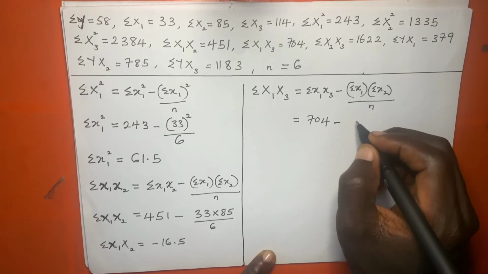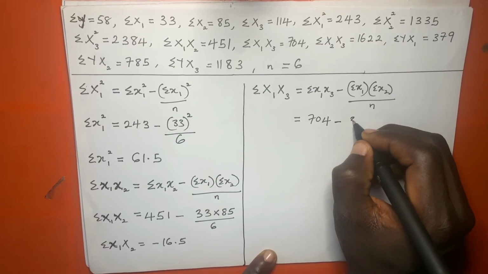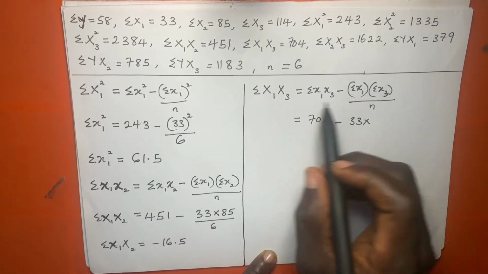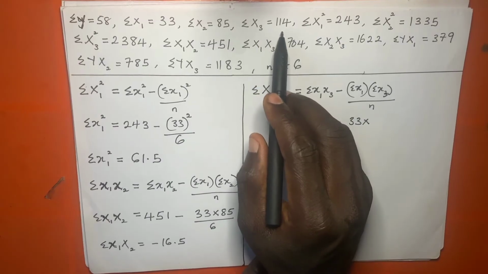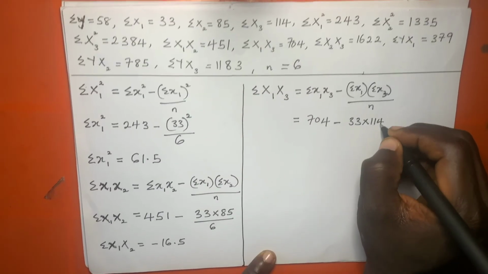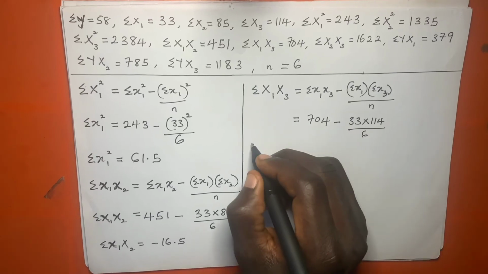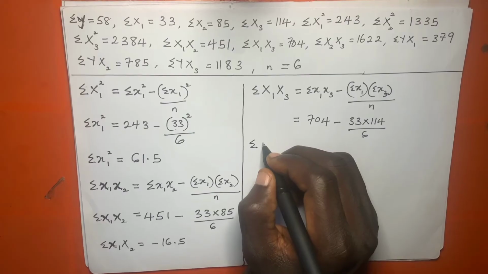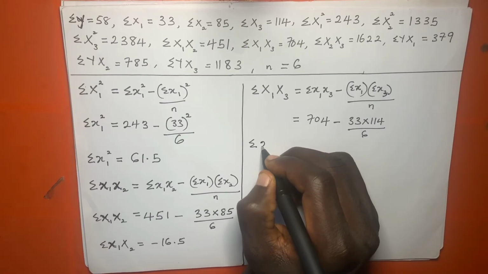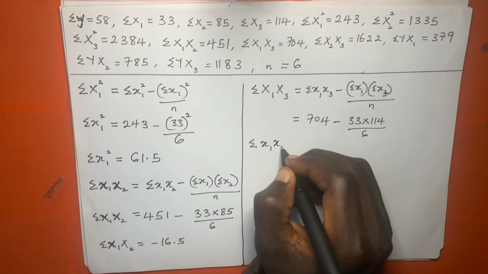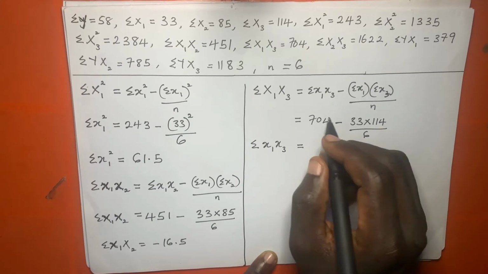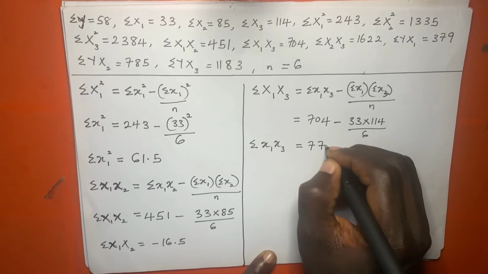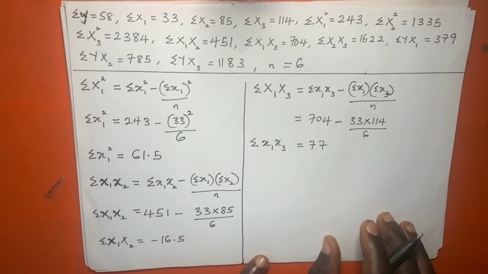minus summation x1, which is 33, multiplied by summation x3, which gives us 114. So we have 114 divided by 6. If you calculate all of these, summation x1 x3 will give us 77. All right, let's move on.